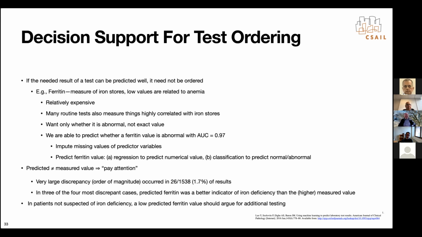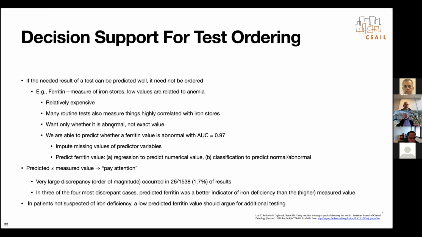We met a group of clinical pathologists from Mass General who observed that there was a fairly expensive lab test called Serum Ferritin. It costs about $500, or at least at that time, it cost about $500 to do one of these tests. And that's pretty expensive on the scale of laboratory testing. So they said, well, this is really a measure of iron stores. And there are a lot of routine, cheap tests that are done as part of panels that are also correlated with iron stores. And typically, doctors don't really need to know the exact ferritin level. They only need to know whether it's abnormal.